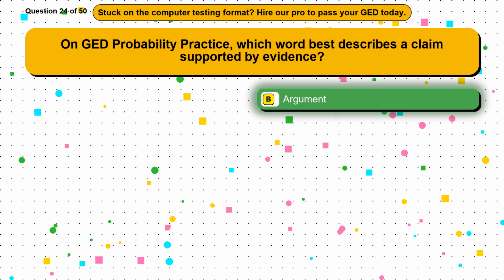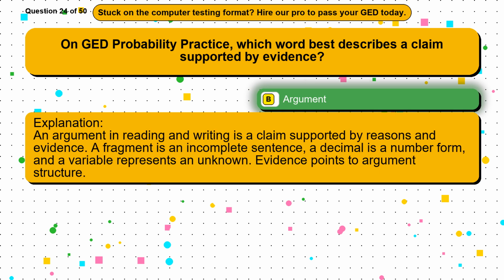Argument. An argument in reading and writing is a claim supported by reasons and evidence. A fragment is an incomplete sentence, a decimal is a number form, and a variable represents an unknown. Evidence points to argument structure.